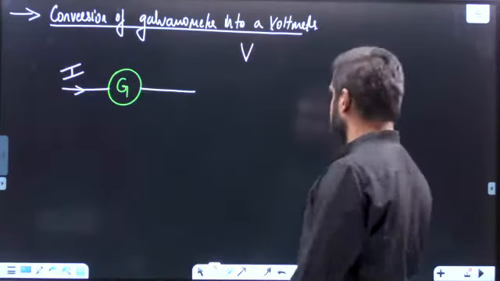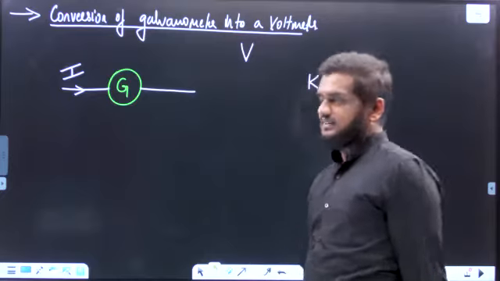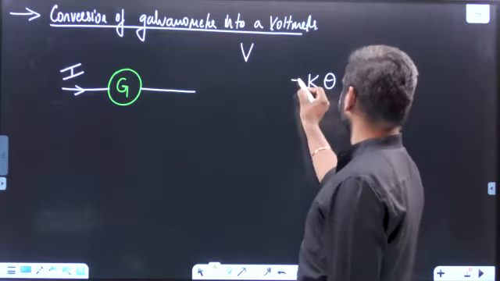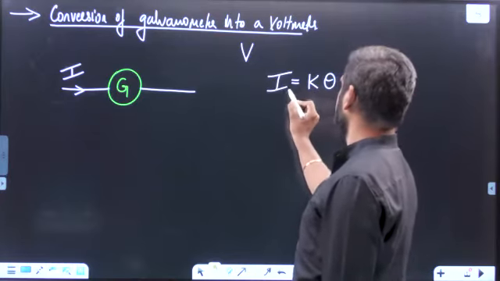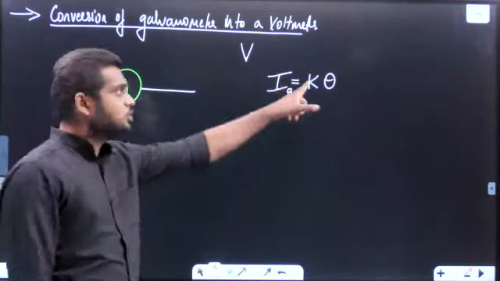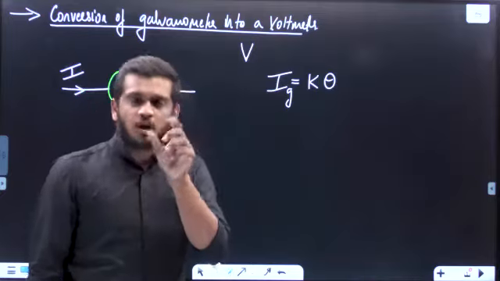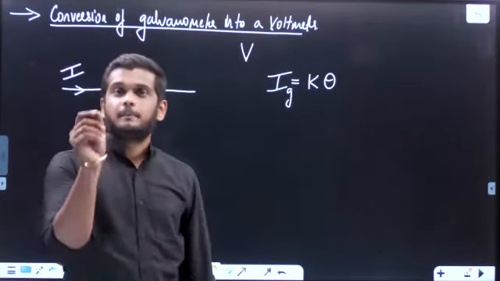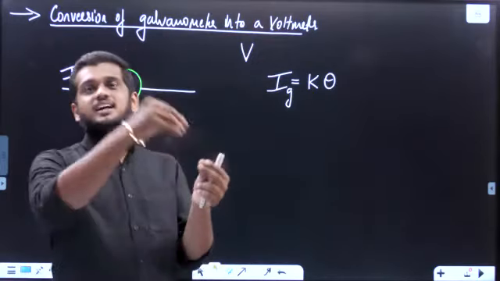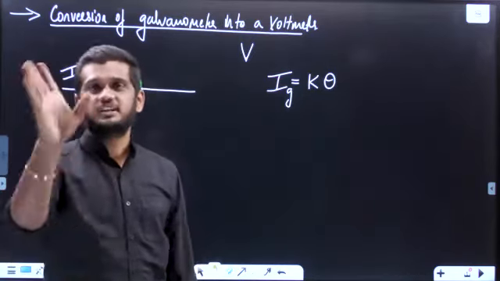Yes, sir. Now listen, if K is the value of current sensitivity and theta is the number of deflections, can I say K into theta is the current required for full scale deflection? I repeat, listen. What do I mean by K? K is figure of merit. What do I mean by figure of merit? Amount of current required for 1 degree deflection. Suppose if the galvanometer has 30 degrees of deflection, then current required for 30 degrees of deflection will be K into theta.